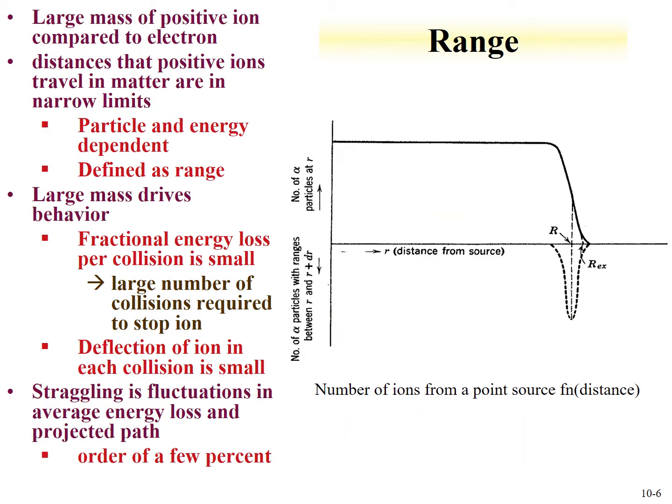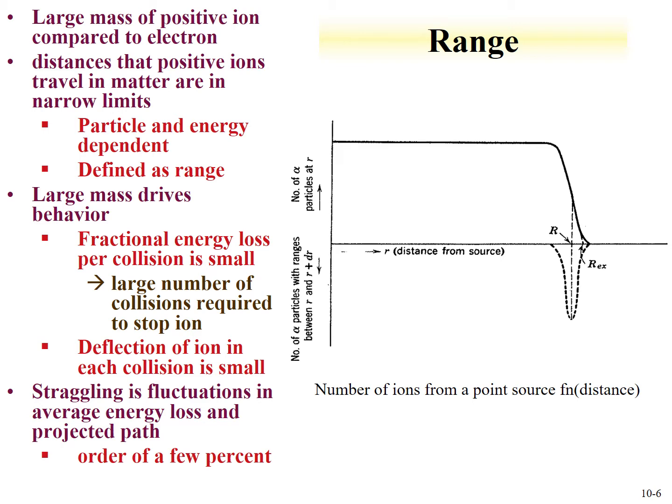The positive ions tend to be much more massive than the electrons. Therefore, they're going to impart a relatively large amount of energy to that electron, causing those secondary ionization events. But you're also going to have something related to a range, and that's shown in the figure here, where the distance that a positive ion travels is somewhat within narrow limits. It's dependent upon the particle and the energy. And we define it as range, in other words, range of a particle in material.